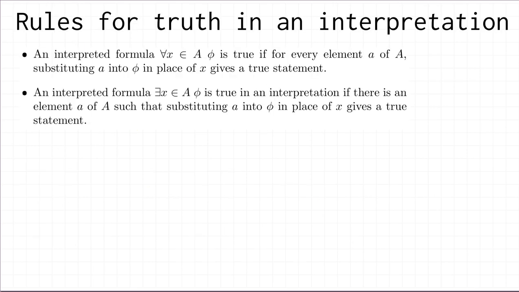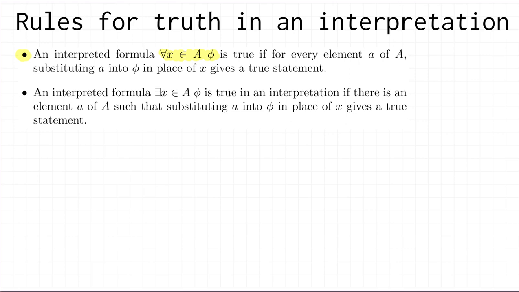So there are some rules for when a formula that begins with a quantifier is true or false in a particular interpretation. So here is the rule for the for all quantifier. If you have a formula which begins with a for all quantifier, and you have an interpretation where the domain is a set A, then the interpreted formula, which would look like for all x in A, phi, where phi just represents the rest of that formula, is true if and only if, for every element a of the set A, when you substitute a into phi in place of x, you get a true statement.